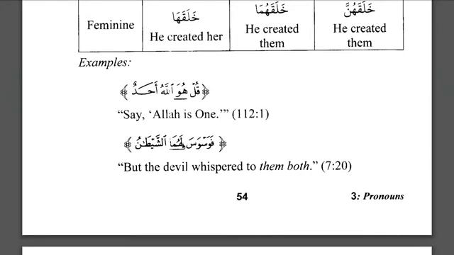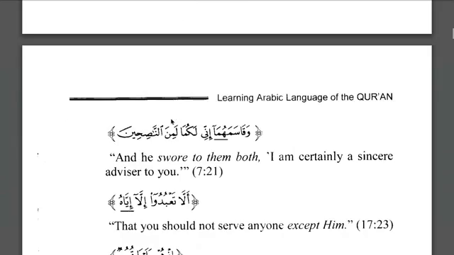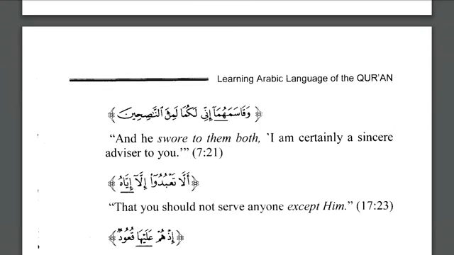We see the pronoun here: Qul huwa Allahu ahad, say, He is Allah, one. Fawaswasa lahuma ash-shaytan, and Shaitan whispered to them both. Who is the huma? I perceive Adam and Hawa, Adam and his wife. Whispered to them two. So we can see the pronouns in examples.